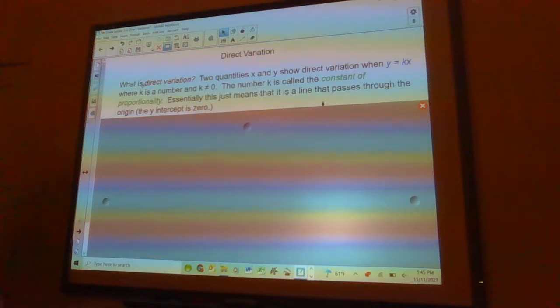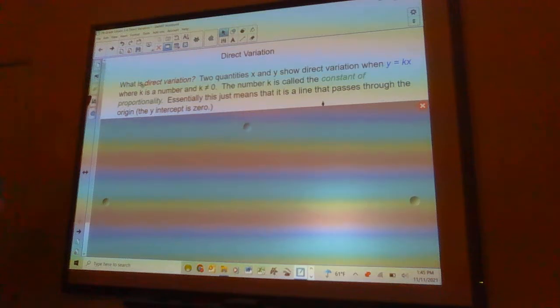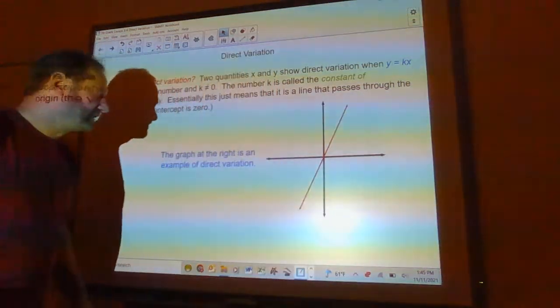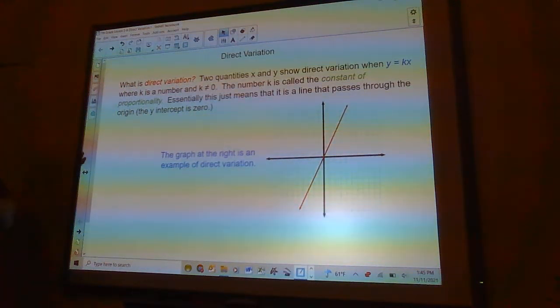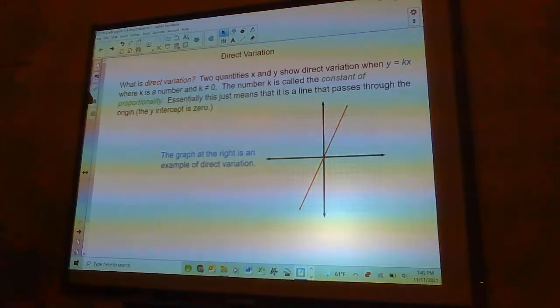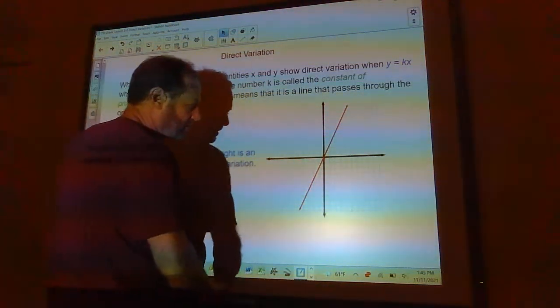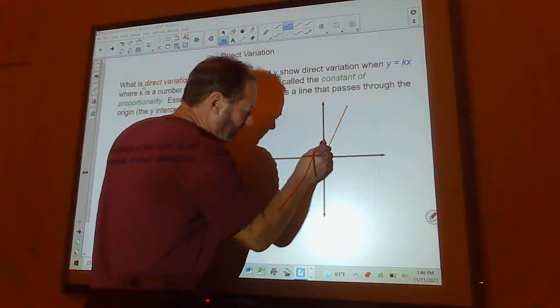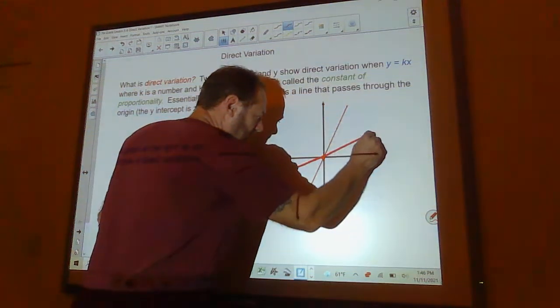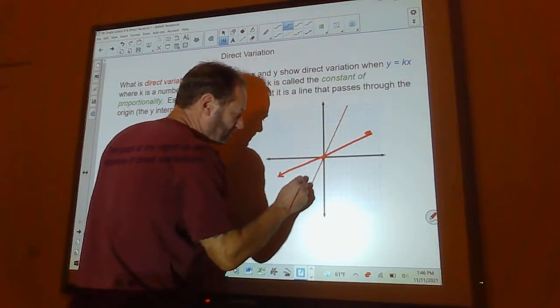The number k is called the constant of proportionality. Essentially, this just means that this is the line that passes through the origin. The y-intercept is 0. They make a big deal out of direct variation, but all it is, is a line that goes through the origin. That's it. Any line. So like this line right here, that means that's direct variation because it goes through the origin right there. If it went through up here, not direct variation. But any line that goes through the origin is going to be direct variation.